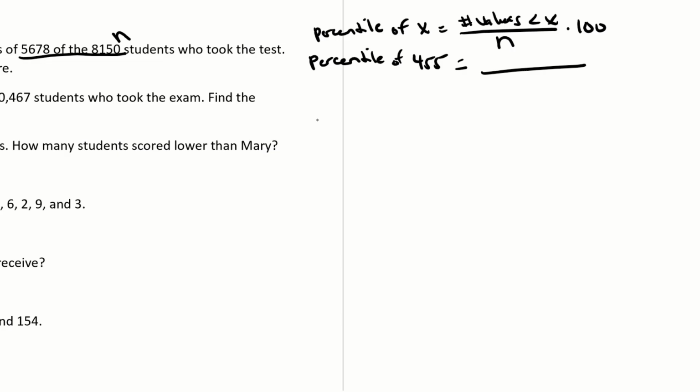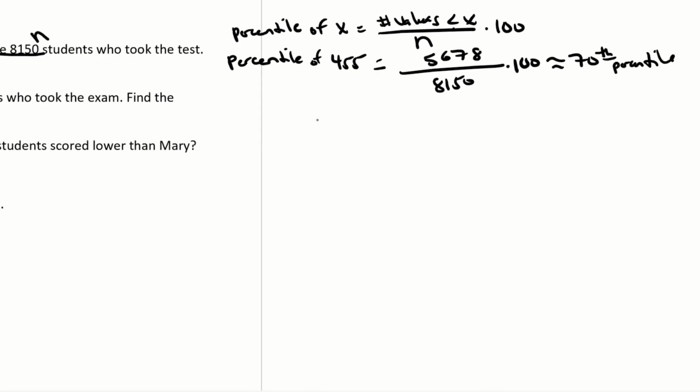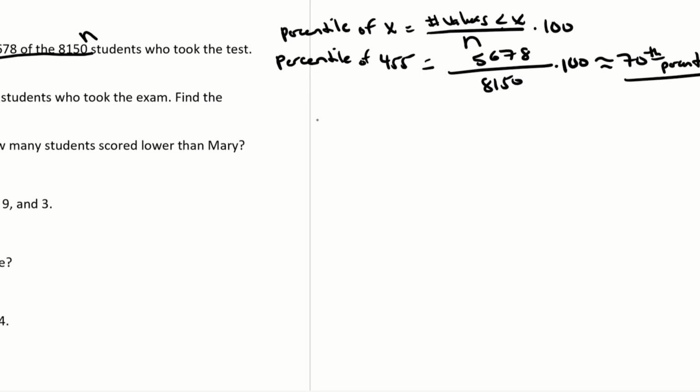Now it says his score was higher, which means that these scores were less than, right? And that's exactly what we're looking for. These are values that are less than Mitchell's score, which means that this is just going to be our numerator. And then the denominator is 8,150 times 100. Doing that on the calculator, you get about 70. So it's about the 70th percentile. All right, and that's that one.